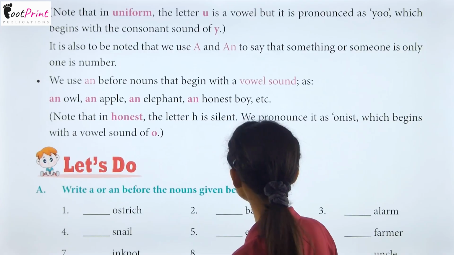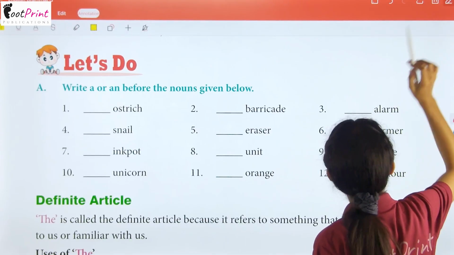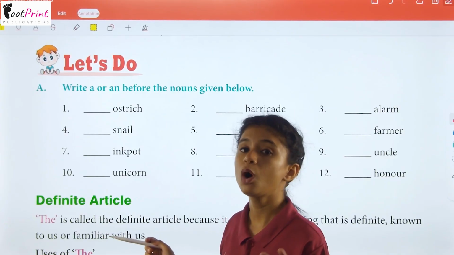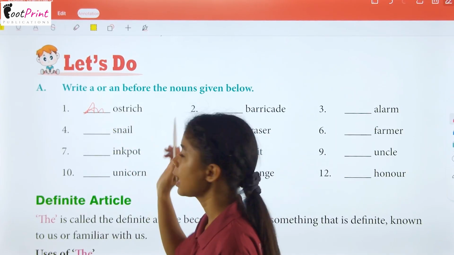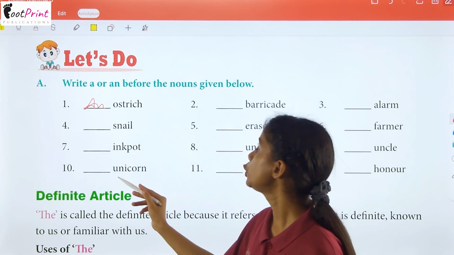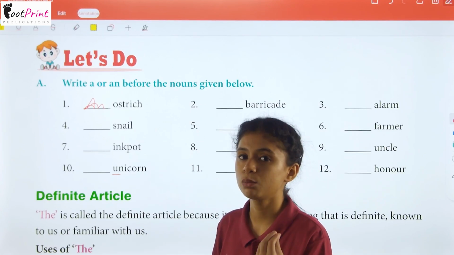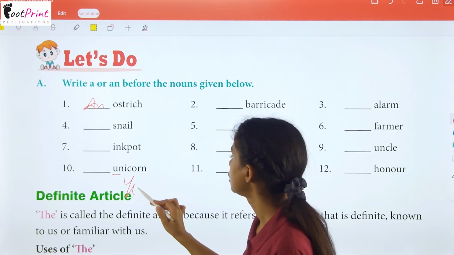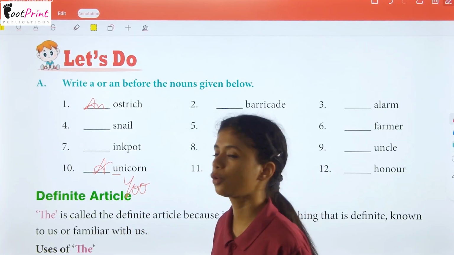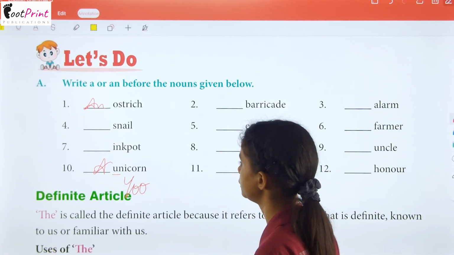You have to do this exercise. In this one, you have to write a or an. I will do one for you. Ostrich begins with the sound of a vowel, so we will put an here. Now, this one is a unicorn. Although it starts with a vowel, it does not start with a vowel sound. Unicorn sounds like U, like in university. So we will use a before it and not an. You have to keep this in your mind and be very careful.